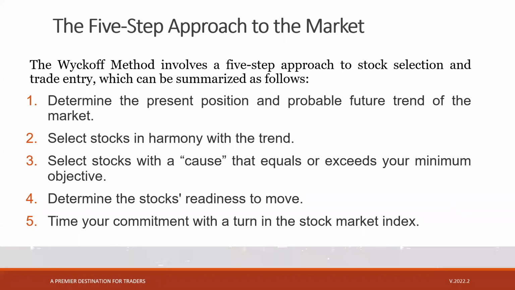So Richard Wyckoff determines, okay, once I have determined the present position of the market relative to the trend, I want to select. He only wants to select trades or instruments in that direction. So what it means is I'm only looking to buy in bullish markets, and I'm only looking to sell in bearish markets, right? That's the whole summary of this particular point. In a downtrend, price is most likely going to continue going down, and in an uptrend, price is most likely going to continue going up. So that's selecting trades in harmony with the trend.